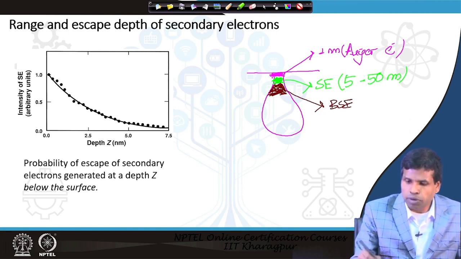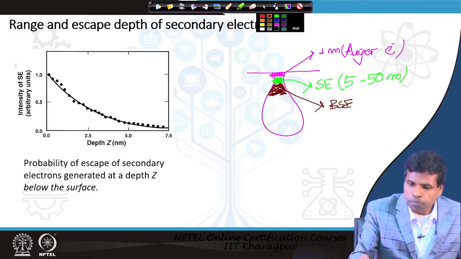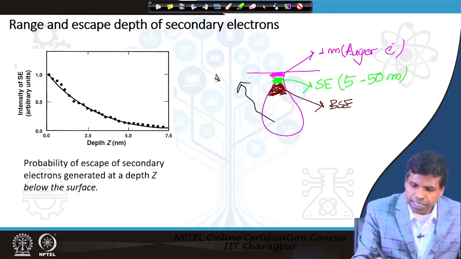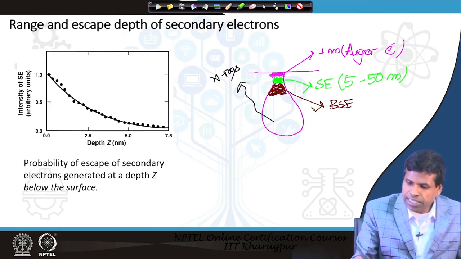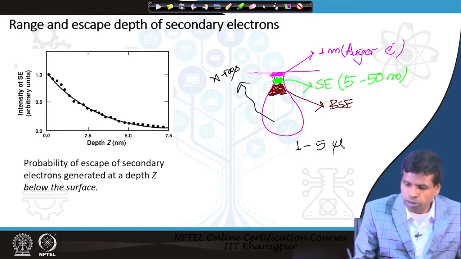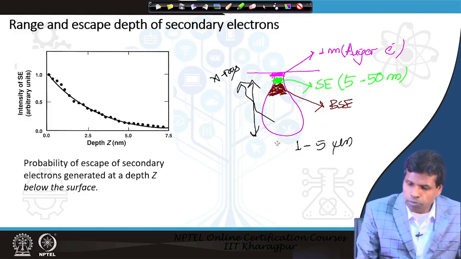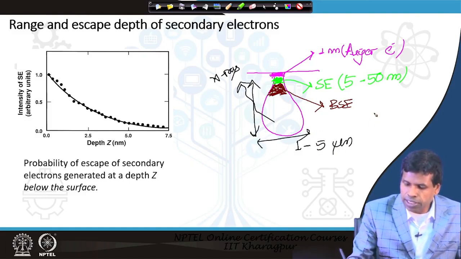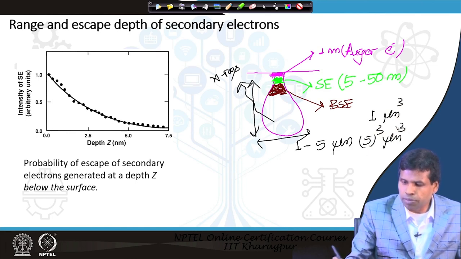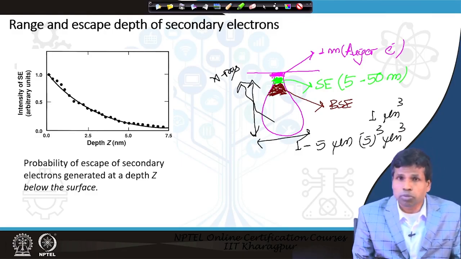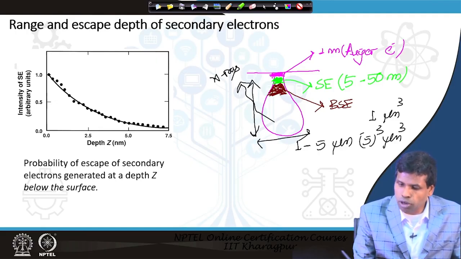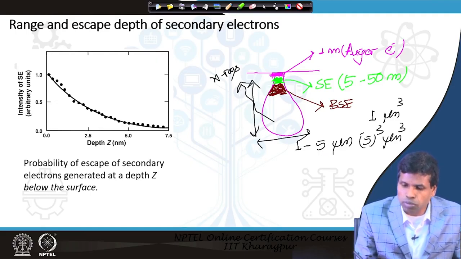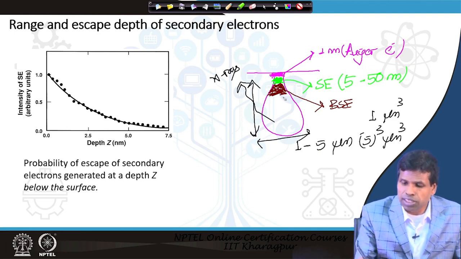Backscattered electrons come out, and from the whole region X-rays come, and this interaction volume size is around 1 to 5 micrometer. So, if the volume is concerned, we can say it is 1 micrometer cube or 5 micrometer cube, depending upon the material. In soft or polymeric samples, this interaction volume will be much larger compared to hard samples, or with high atomic number materials, the interaction volume size will be less.